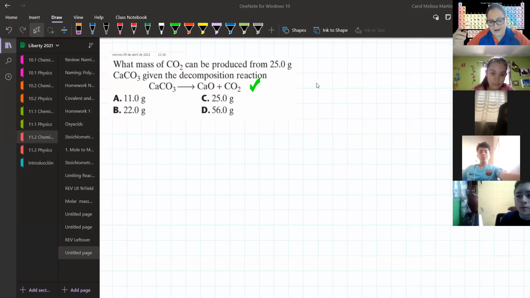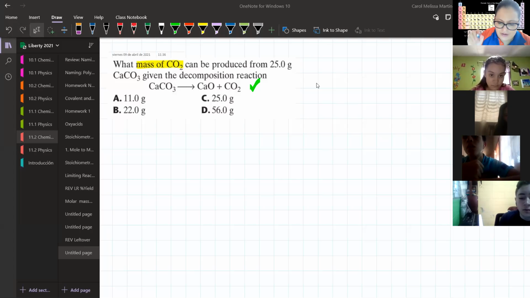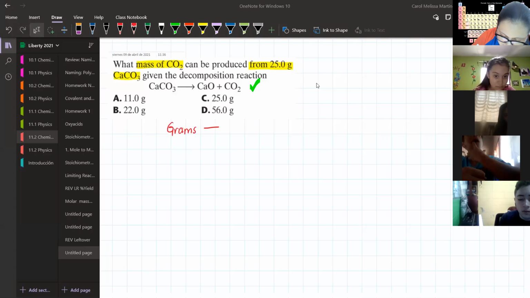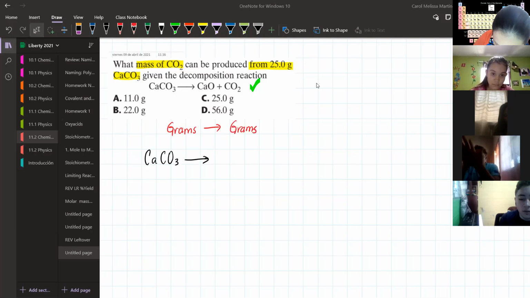Okay, so the equation is already balanced. We already checked. And they're asking you about what mass of CO2 from 25 grams of calcium carbonate. So for this example, they're asking you grams and they are giving you grams, which means that you have to do a grams to grams process. So what I do is I take the givens, take the molar mass. I'm going to write the equation again to put all the information that I need.